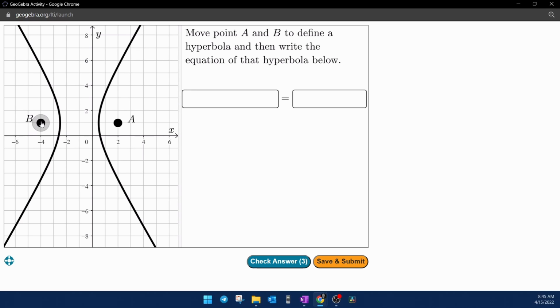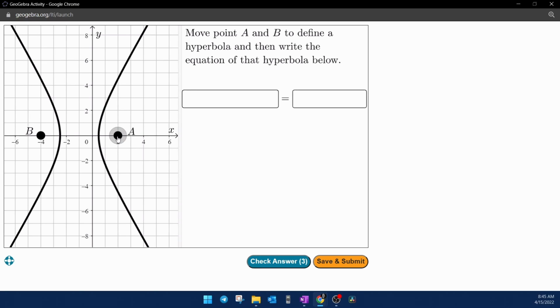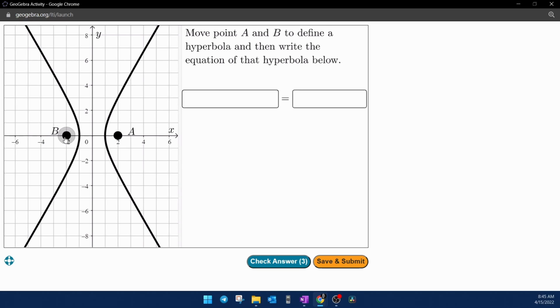So in order to make our life easier, it would be nice if we centered this hyperbola at the origin. And so what I'm going to do is drop A down to the x-axis, and then bring in B where the hyperbola is centered at the origin. The vertices are the same distance from the origin. The foci, A and B, are at 2 and -2. So this has nice symmetry.